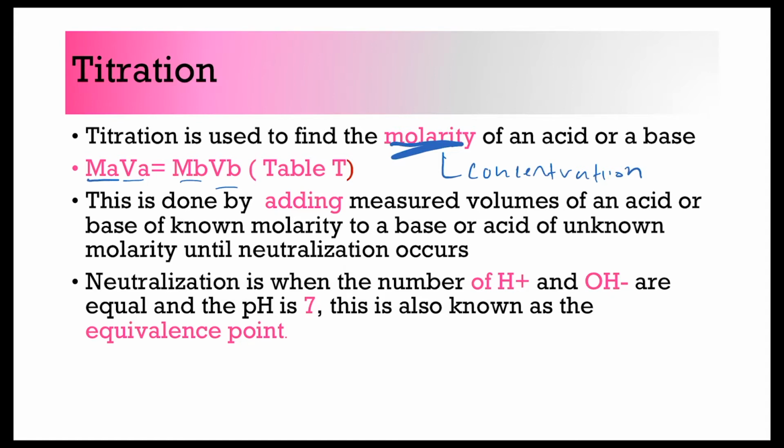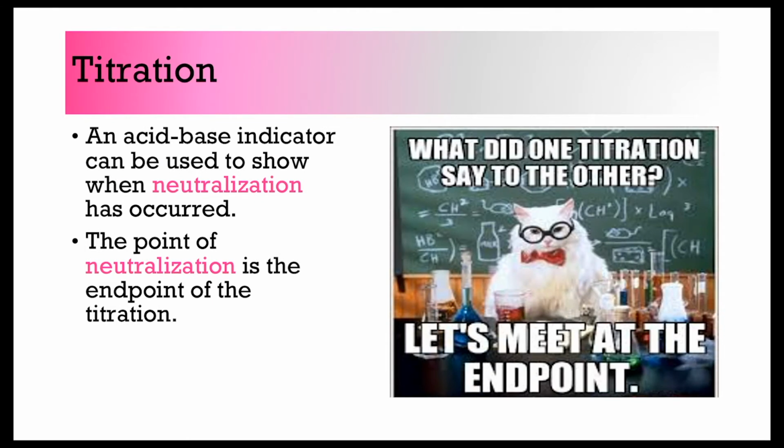So when you're doing this, whether it be on the virtual lab or just how this works in general, you're adding a specific amount of acid or base to an unknown concentration, and then when you have your indicators, a color change happens, and you're able to find that equivalence point, that neutralization point, when the pH is equal to 7. Again, when you do this in lab, you use acid-base indicators. Most of the time for titration, we use something called phenolphthalein. And the point of neutralization is the endpoint.